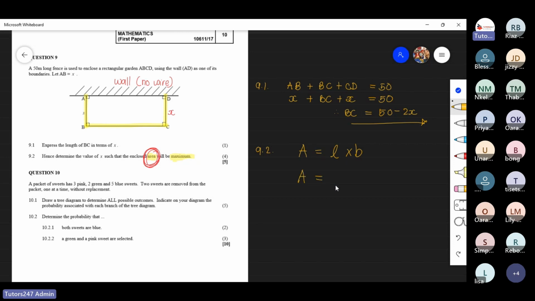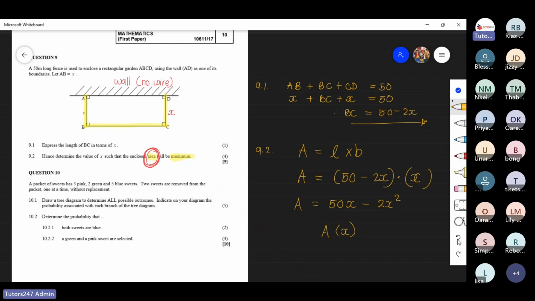Our length is the longest side, which is BC, and we know that to be 50 minus 2x. Next, we have breadth. Our breadth is our shortest side, which is AD or CD, and we know that value to be x. Now, if we simplify this area equation, we will end up with 50x minus 2x squared. So this is my area equation. Alternatively, you can even write it as A of x. That's also fine, doesn't matter.